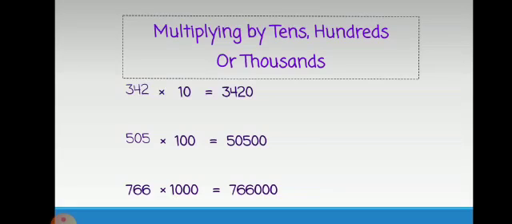Similarly, the next one is 766. We want to multiply it with 1000. So just add 3 zeros to it, and the original number moves 3 digits to the left. So it's 766,000.